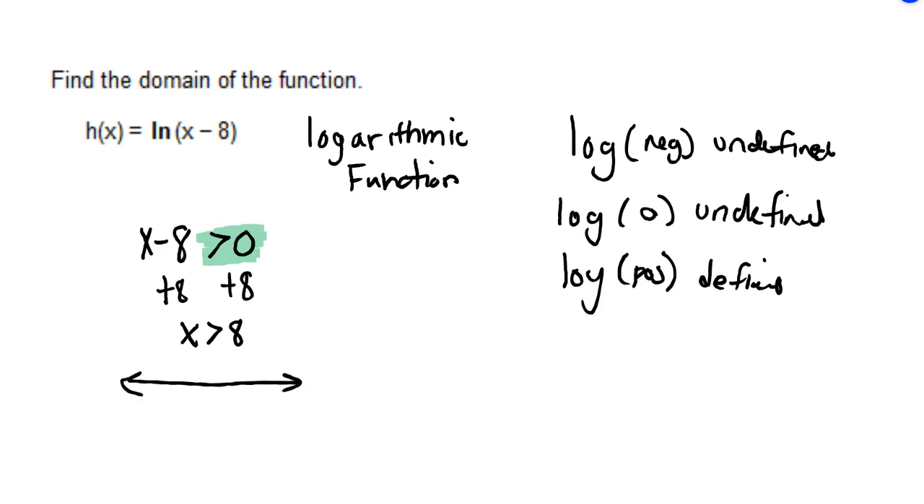On our number line, we would mark 8 with an open circle to indicate that 8 is not included in the domain. Our inequality is x is greater than 8, so we're going to shade the values to the right of 8 because those are the values that are greater than 8. In interval notation, we start at 8 and go all the way to infinity. We would use a parenthesis on 8 to indicate that 8 is not included, and a parenthesis on infinity. So the domain of h of x, which is natural log of x minus 8, is 8 to infinity, where 8 is not included.